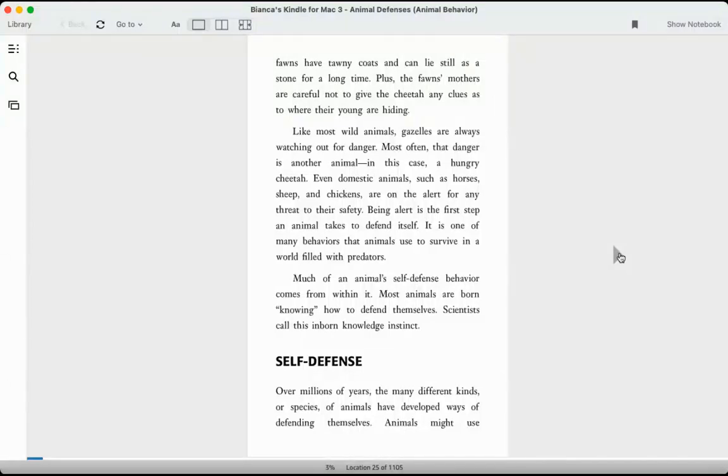Being alert is the first step an animal takes to defend itself. It is one of the many behaviors that animals use to survive in a world filled with predators. Much of an animal's self-defense behavior comes from within it. Most animals are born knowing how to defend themselves. Scientists call this inborn knowledge instinct. Self-defense. Over millions of years, the many different kinds or species of animals have developed ways of defending themselves.